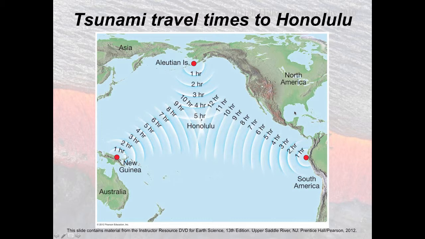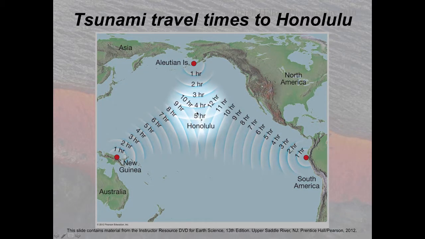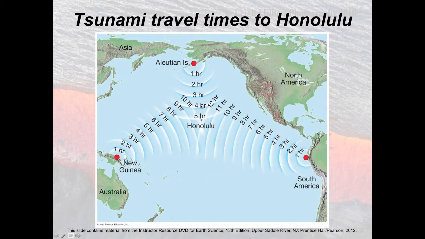Tsunamis have travel times just like earthquake waves as they radiate out from the point of origin, and the energy of those waves dissipates as you move radially outward. So the closer a shoreline is to a tsunami-causing earthquake, the more damage, the more energy is contained in that wave. The further you go, those waves dissipate. So an earthquake in the center of the Pacific Ocean, for example, would impact Honolulu, Hawaii dramatically, and the Aleutians dramatically. By the time it reached Indonesia or South America, it would most likely be quite dissipated.